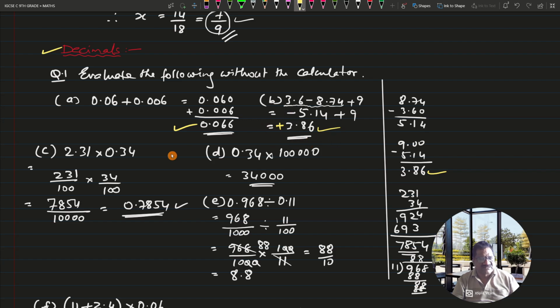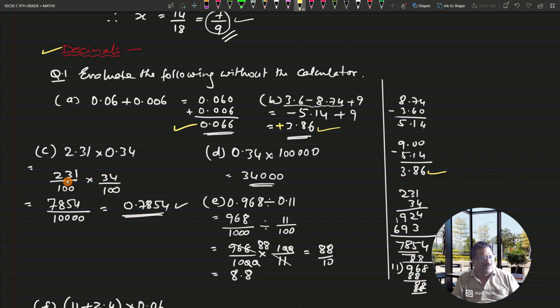Now 2.31 into 0.34. The right way of doing this multiplication is to write 2.31 in fraction form. So you can write 2.31 as 231 upon 100, and 0.34 as 34 upon 100. And you have to multiply this out. This is a multiplication of two decimal numbers, which becomes a multiplication of two fractions. I have converted the two decimals into two fractions, and now I am multiplying them.